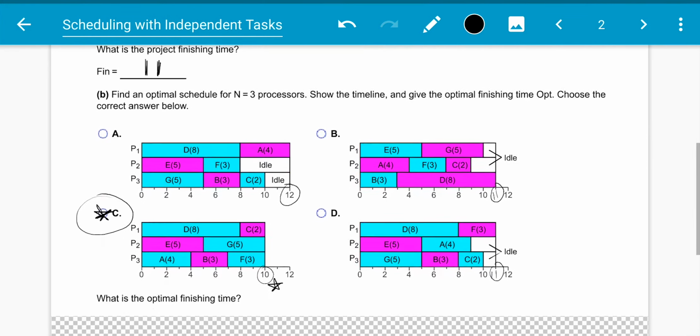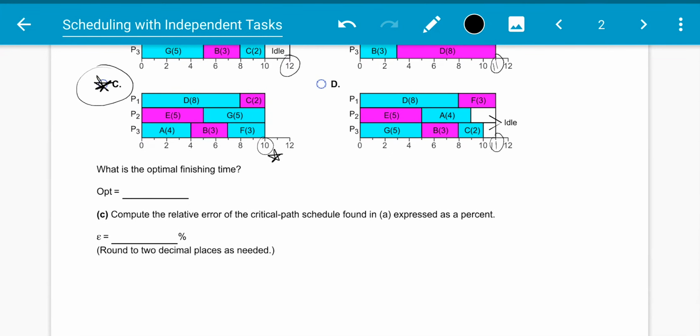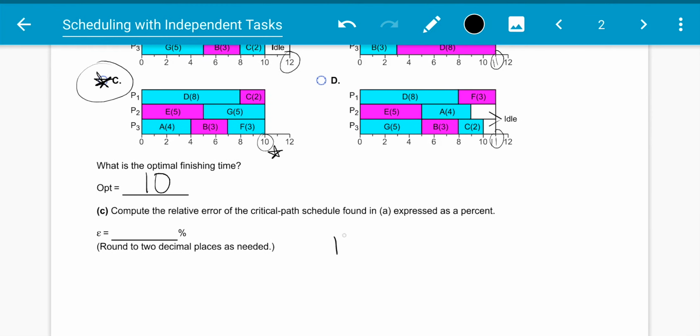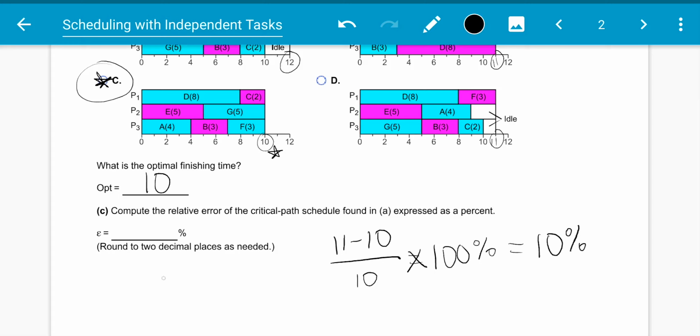So now when we calculate it, our optimal finishing time is 10. Our relative error is going to be what we got in our algorithm minus optimal, divided by optimal. So we're going to do 11 minus 10 divided by 10, and then times 100%, which gives us 1/10, which is 10% as our relative error. Rounded to 2 decimal places, it's just 10.00. All right, and we're done with that one.